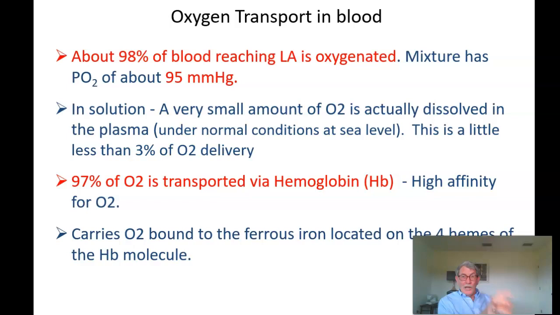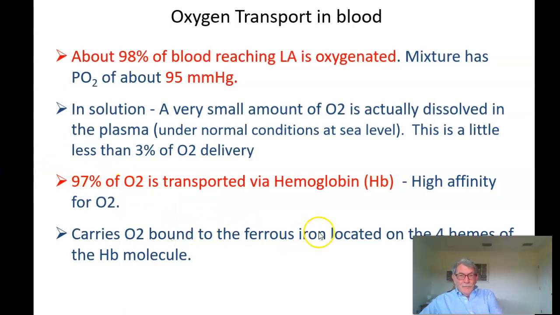The hemoglobin loves oxygen at the lungs, and it'll stick on really fast. Pull it out of that solution so you can get more oxygen molecules into the solution. So virtually all of your oxygen has to be carried by hemoglobin. That's why if you don't have enough red blood cells, you die of hypoxia, because you can't just dissolve it in your plasma and do enough of a job.